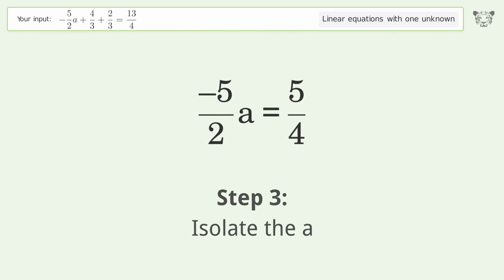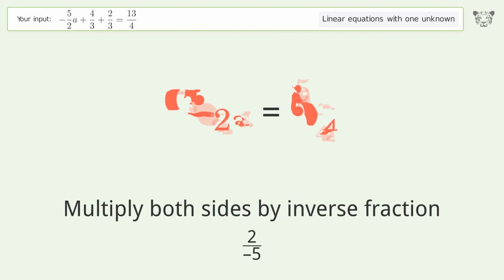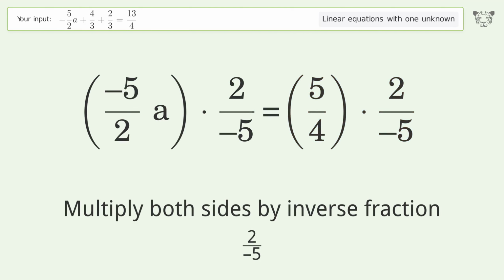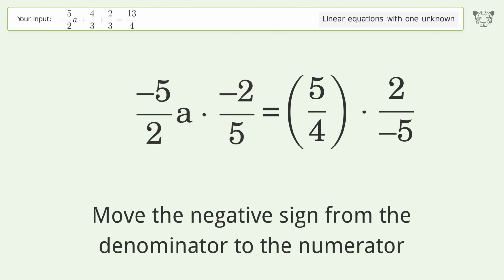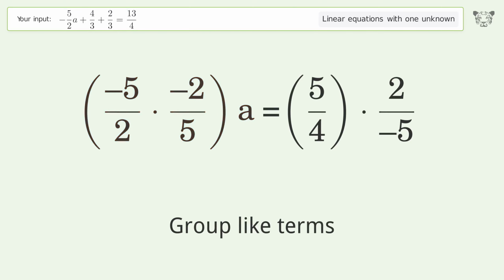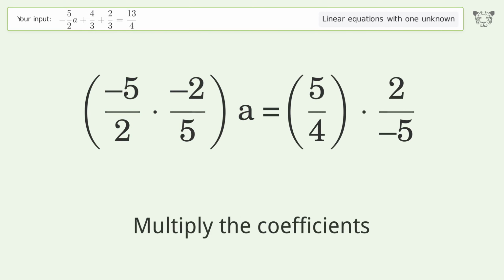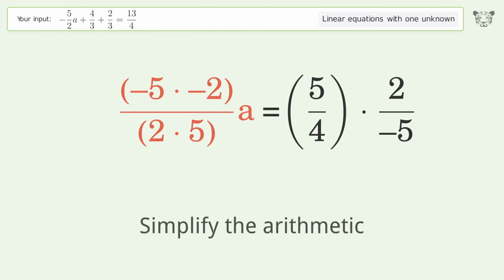Isolate the a. Multiply both sides by inverse fraction 2/5. Move the negative sign from the denominator to the numerator. Group like terms. Multiply the coefficients. Simplify the arithmetic.